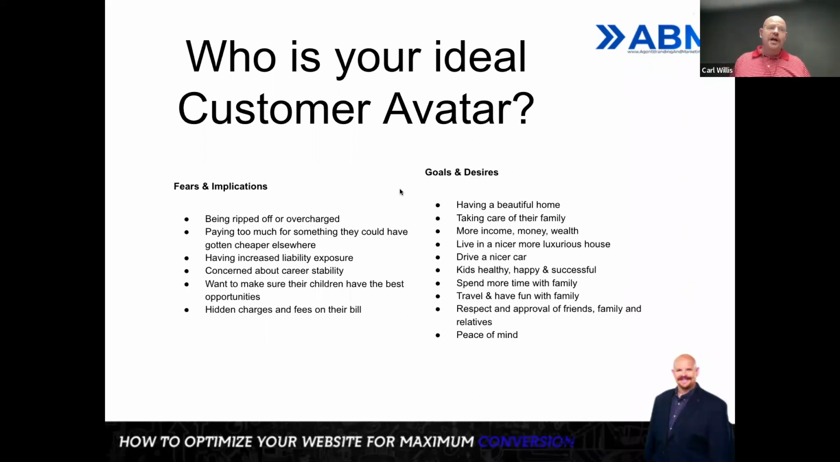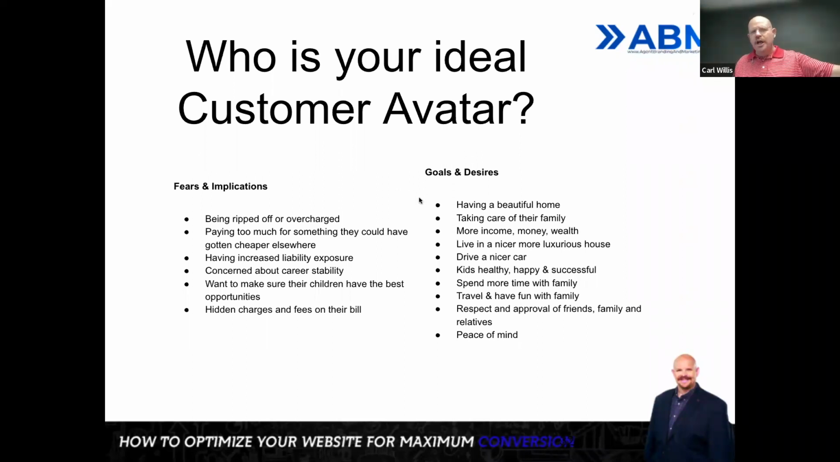And their goals and desires. They want to have a beautiful home. They want to take care of their family. They want more income, money, and wealth. They'd like to live in a nicer, more luxurious place, drive a nicer car. They want their kids to be healthy, happy, and successful, spend more time with their family, travel more, have the respect and approval of friends, family, and relatives. Most of all, they want peace of mind.